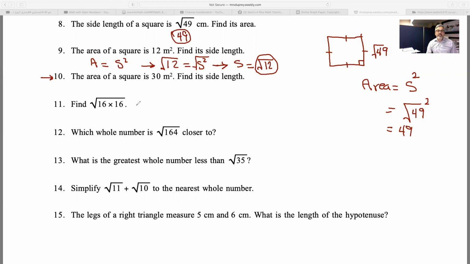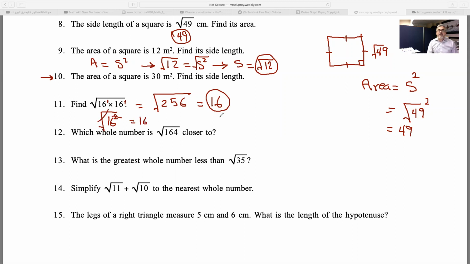Find the square root of 16 times 16. Okay, so 16 times 16 gives you 256. And the square root of 256 is 16. Now, if you're in grade 8 and you want to learn more, 16 times 16, 16 has an exponent of 1 here, and this 16 has an exponent of 1. When you multiply the same numbers, then you add their exponents. So this becomes 16 squared because 1 plus 1 is 2, and you still have the square root. Then the square root will cancel the square and you end up getting 16.